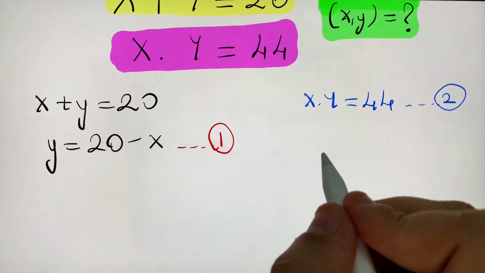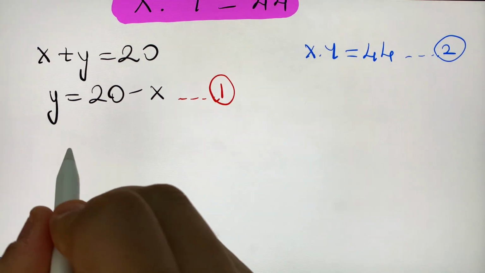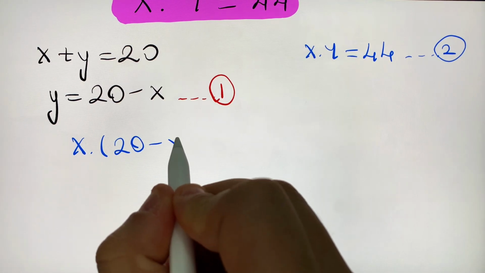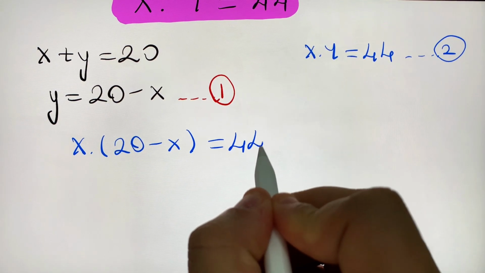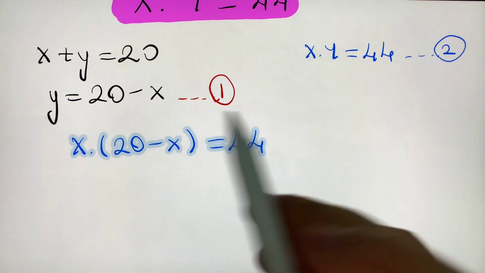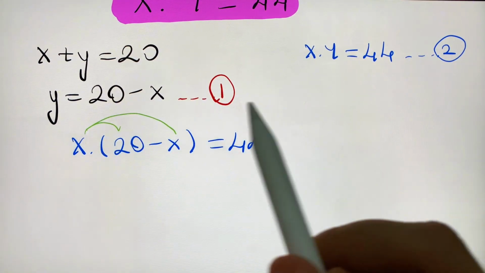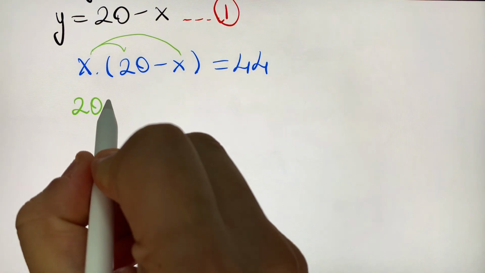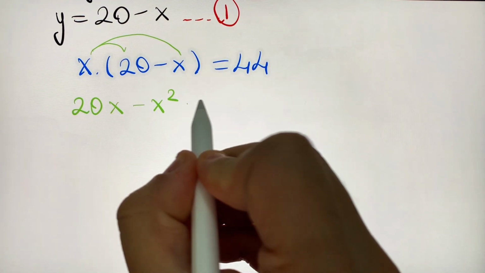Let's substitute the first equation into the second equation. What will our expression become? X times (20 minus x) is equal to 44. Now what can I do next? Let's expand the brackets. It will be 20 times x minus x squared is equal to 44.